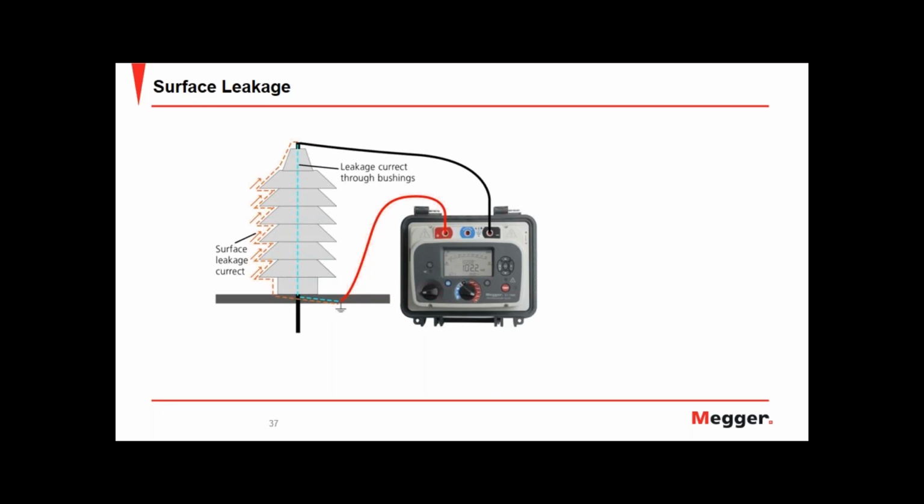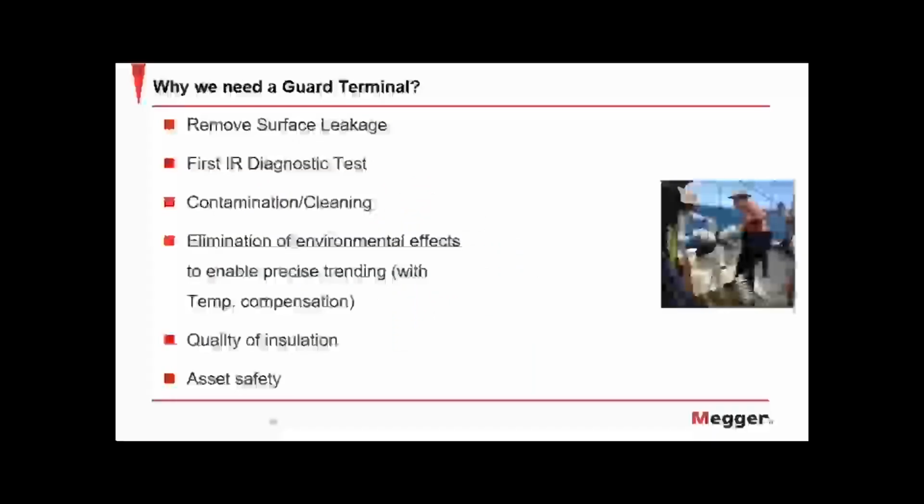So as a result of contamination, we are presented with not one but two current paths, one through the insulation material and one over the surface of the insulation material. The IR value displayed will, as a result, always be lower than expected. This may cause the asset to be incorrectly condemned to the recycling bin and the unnecessary expense of an asset replacement. So how can we hope to eliminate these effects? Fortunately, there is an answer, and that is the guard terminal.